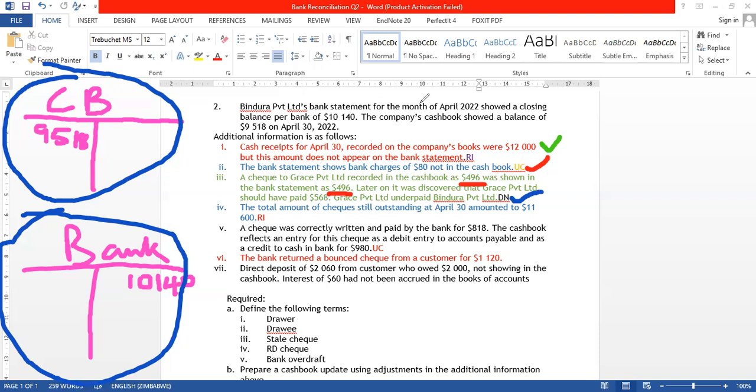The total amount of checks still outstanding at April. I think she has poor network, is it? Yes, my network is bad. All right, but we can hear you now. Tell us. Okay, so my outstanding checks as at 30 April amounted to 11,600.